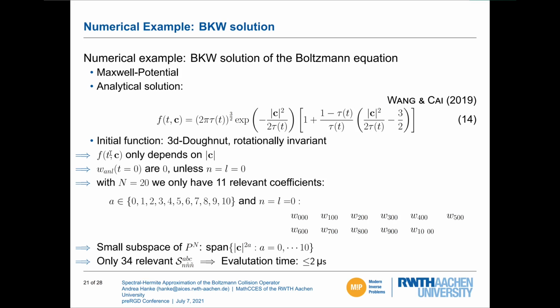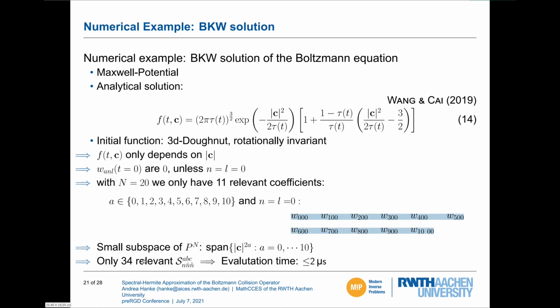And because we chose a basis that is able to represent angular and radial dependency, we know that all our coefficients W must be 0 unless N and L are equal to 0. Because, again, this initial function is rotationally invariant. Setting the maximal degree of our polynomials to 20, we only have 11 relevant coefficients, so we can just list them. This also plays into the representation theoretical reduction of our approximation space.